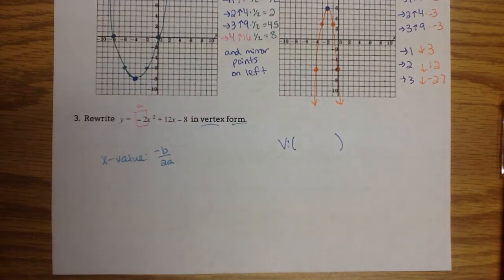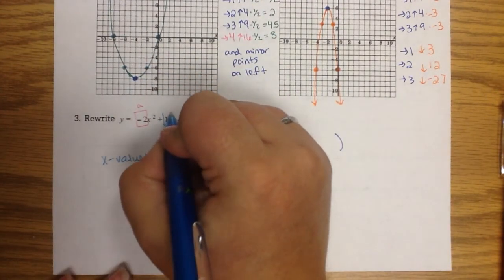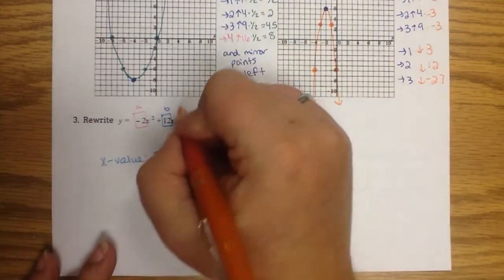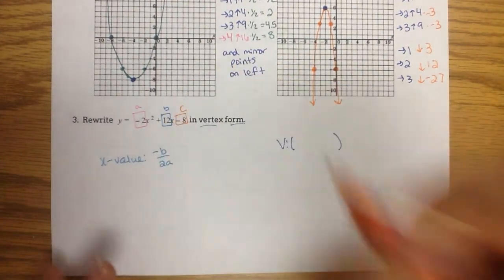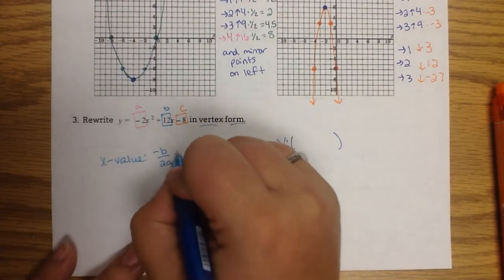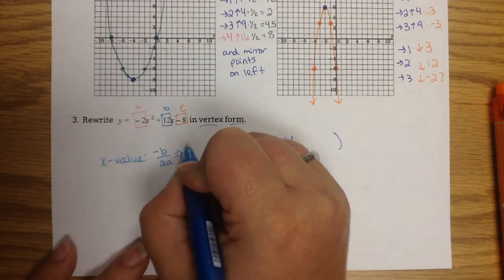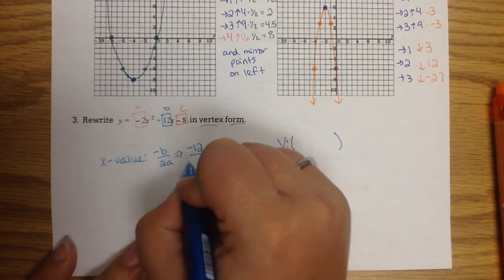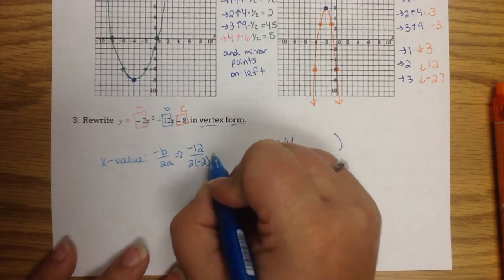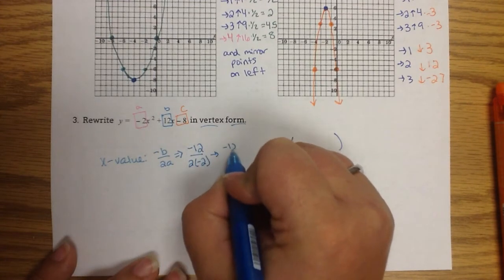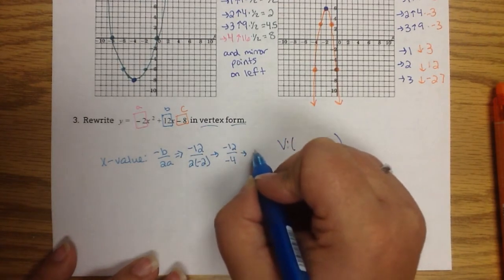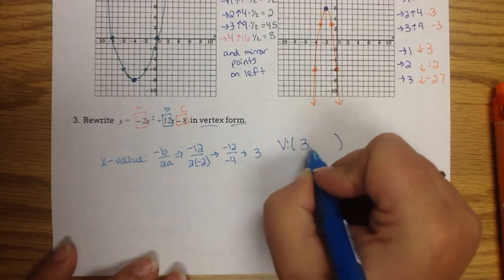A is negative 2, b is 12, and c is negative 8. The only two I need are a and b. So this is going to be negative 12 divided by 2 times negative 2. So negative 12 divided by negative 4, which gives me, negative divided by negative is a positive, so positive 3. My x value is 3.